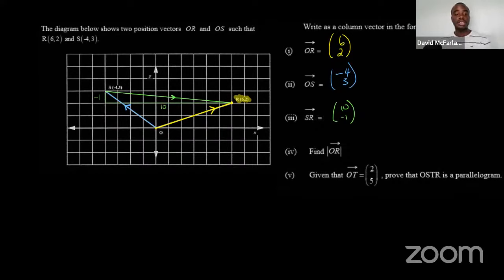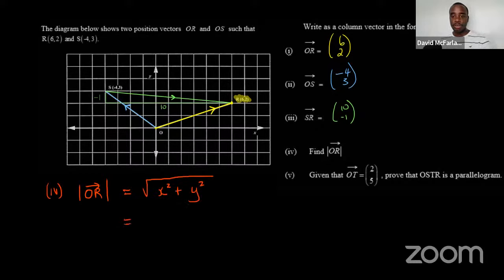So guess what? Let's go and find the magnitude of vector OR. What does that mean? Whenever we're finding the magnitude of a vector, we're basically finding how long the vector is. We can find the magnitude of a vector by squaring the x component and the y component and then finding the square root of their sum. So that's the square root of the x component squared plus the y component squared.